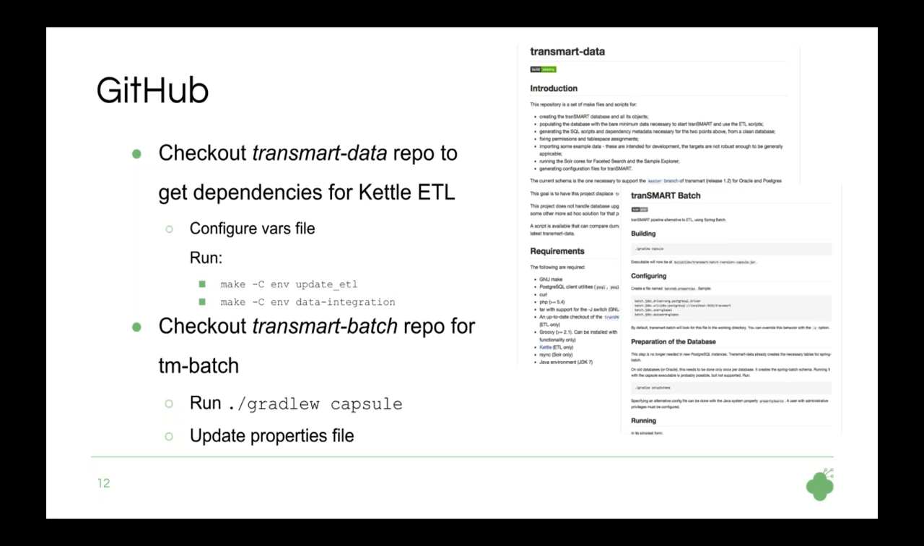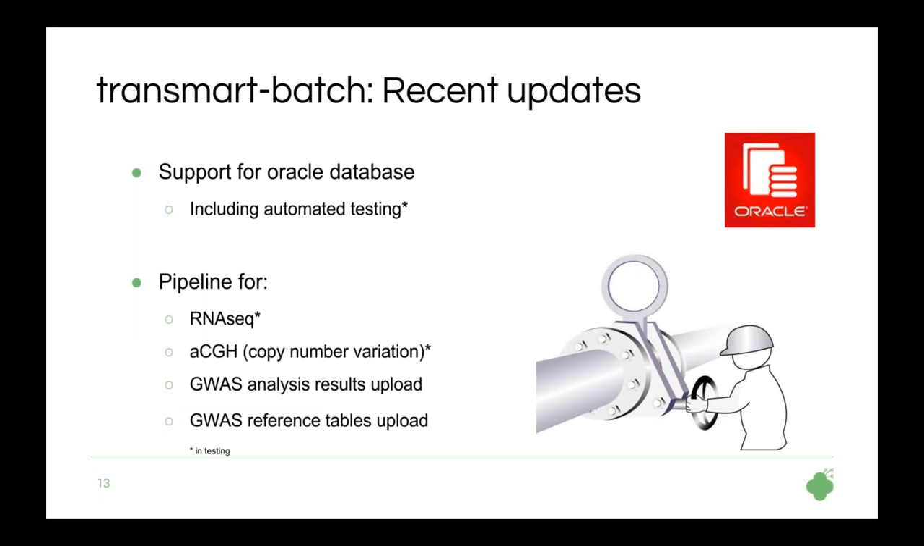Just to highlight, I think I mentioned some of this already, but the recent updates that we did in tranSMART Batch are the support for Oracle, and making sure that we do automated testing for both databases as well. And development of additional pipelines. So RNA sequencing data, copy number variation, and GWAS are now also supported.